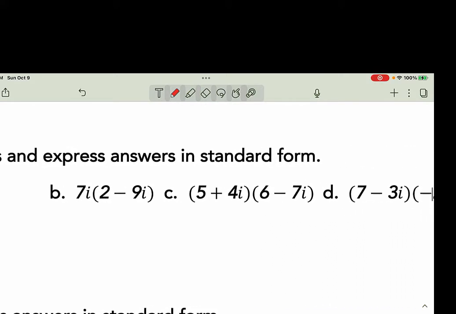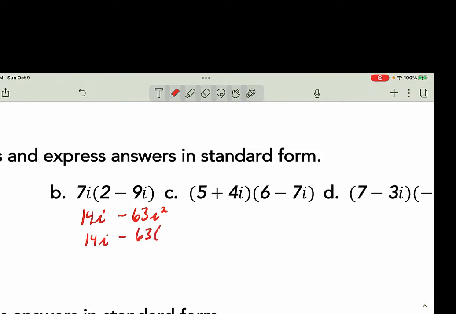And let's go ahead and do another one like that. 7i times 2 is going to be 14i. 7 times negative 9i is minus 63i squared, which winds up being 14i minus 63 times negative 1, which winds up being 63 plus 14i.